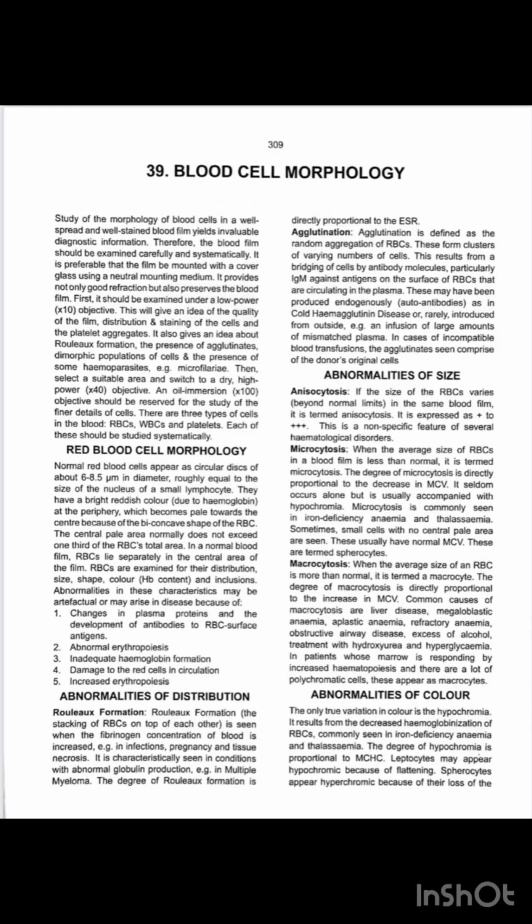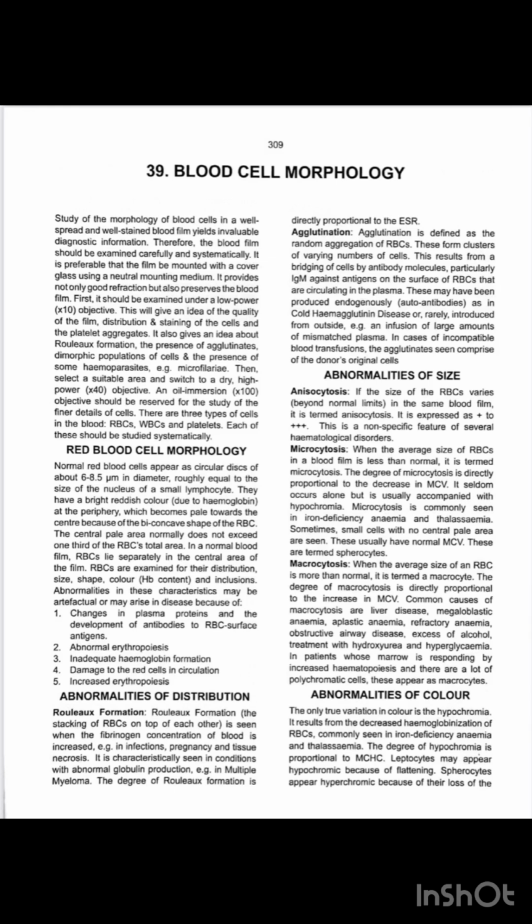Rouleau formation is a stacking of RBCs on top of each other, just like coins, and it is due to the increased fibrinogen concentration in the blood. It is characteristically seen in conditions with abnormal globulin production, for example, in multiple myeloma. The degree of rouleau formation is directly proportional to the ESR. ESR will be increased if there is rouleau formation and the fibrinogen content of the blood is increased. Rouleau formation occurs in conditions such as multiple myeloma, infections, tissue necrosis, or pregnancy.